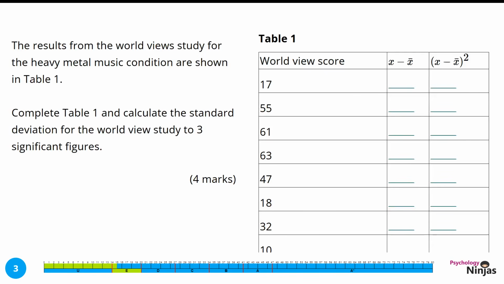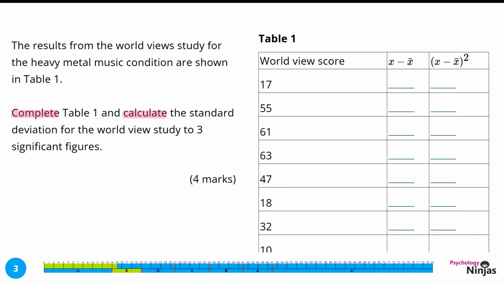The results from the worldview study for the heavy metal music condition are shown in Table 1. Complete Table 1 and calculate the standard deviation for the worldview study to 3 significant figures, 4 marks. Here we have the command words complete and calculate. Here we need to calculate using our calculator and complete the mathematical skills that we've been asked to do in the question.